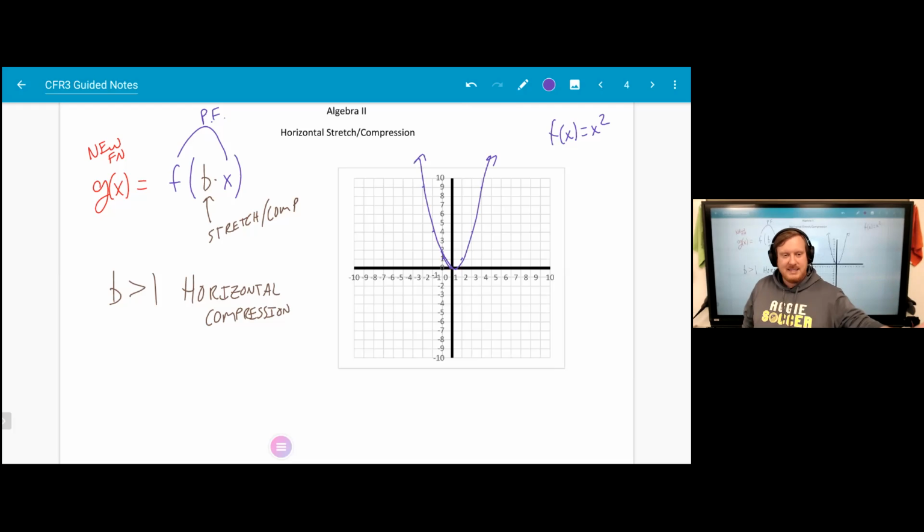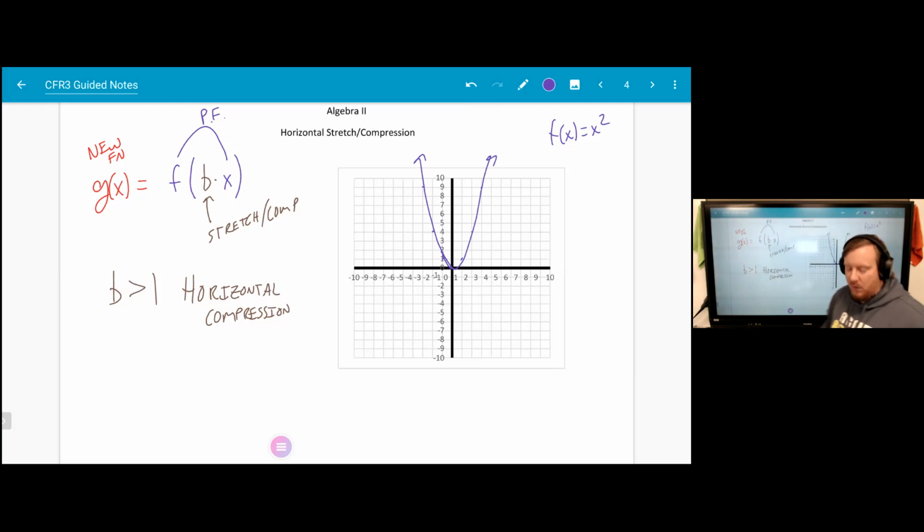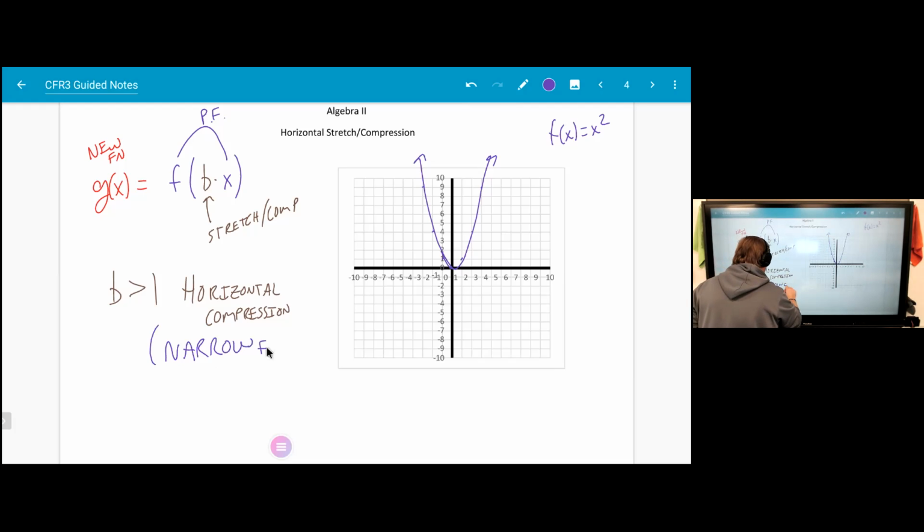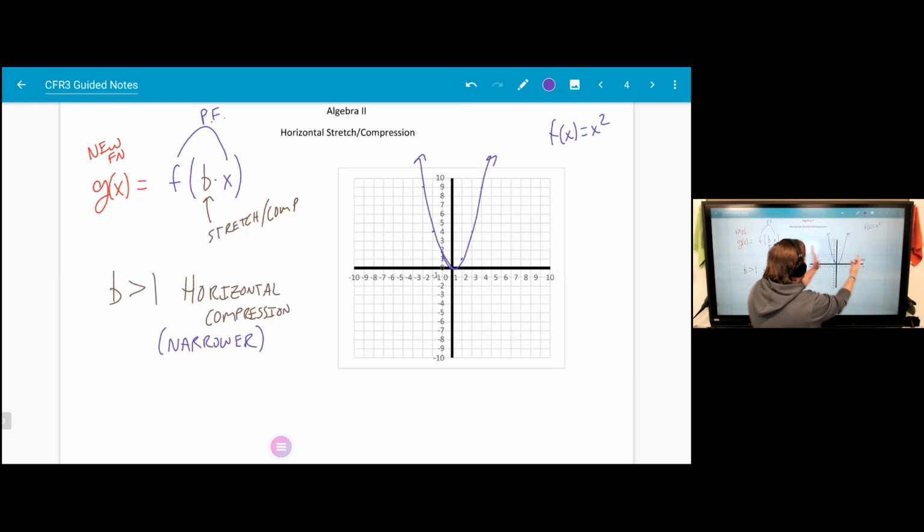Fantastic. Now let's do this where we compress it on the inside. What does that even look like? Think about this horizontal compression this way: you can squeeze it. If I'm squeezing it in a horizontal way, it's going to make it taller. It's going to get skinnier, narrower, because I'm squeezing it. I'm compressing it in the horizontal sense.